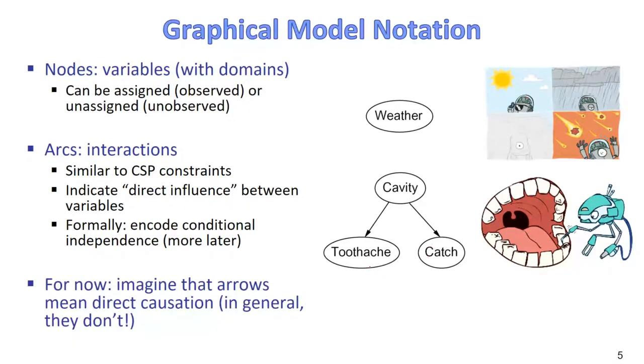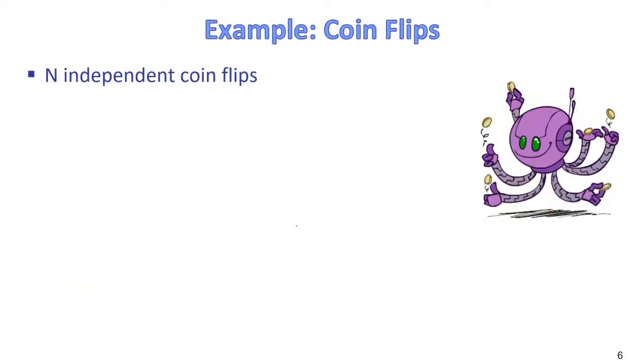For now, just for simplicity, we will think of the arrows as direct causation. But by the end of the lecture, you will see that it's not always the case. This connection doesn't always mean causality. But for simplicity, until you get a good understanding of Bayes nets, you can think of this as causation. So cavity causes toothache, that's why we have a link here, and cavity causes catch, that's why we have a link here.